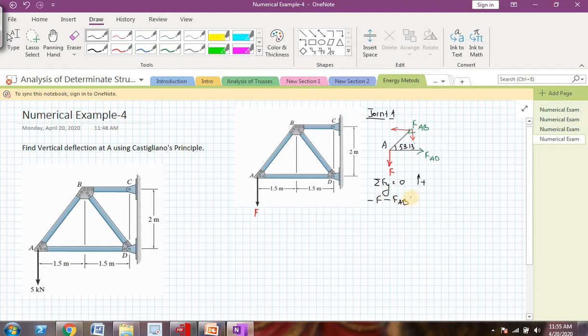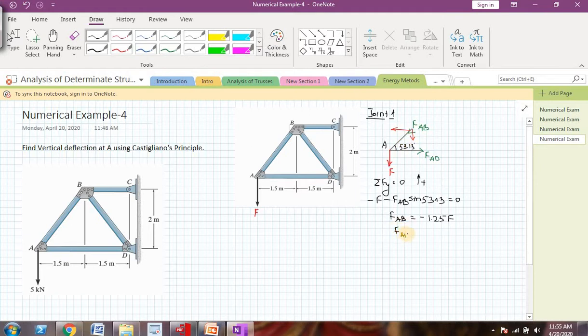FAB sine of 53.13 equal to 0. So once I solve this, I will get the value of FAB as minus 1.25 F. It means, since I'm getting a minus sign, AB I had assumed as compression, but it is not compression, it is tension.